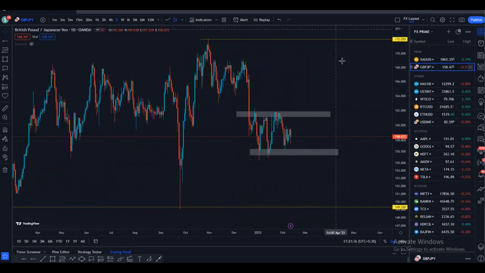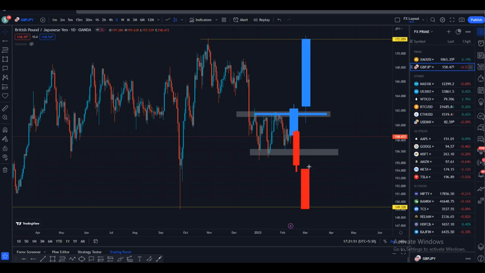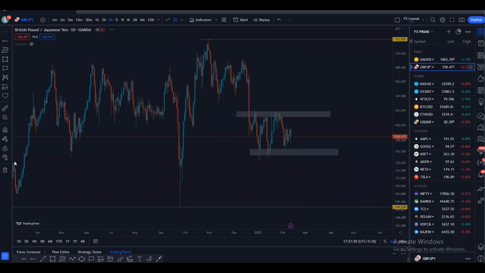So suppose we get the candle closing above this resistance, there'll be high probability for the price to continue higher to the next resistance. Same way, if we get the candle closing below this support, there'll be high probability for the price to continue lower to retest the previous lows. So let's see what happens on the lower time frame here.